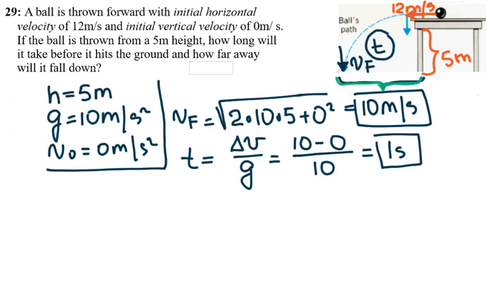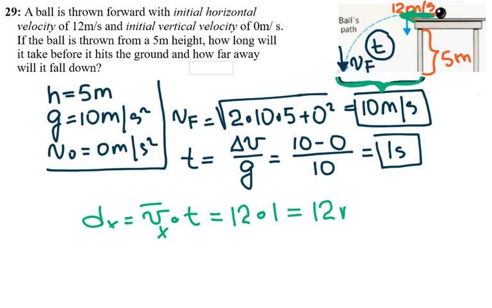Now I can calculate how far it landed. So I'm going to look at the horizontal velocity. The horizontal distance is equal to the average velocity times the time, and that horizontal velocity doesn't change. Horizontal velocity is 12, so it was 12 and it will stay 12. So it's just 12, and the time is 1 second. So it will land 12 meters away from the table.